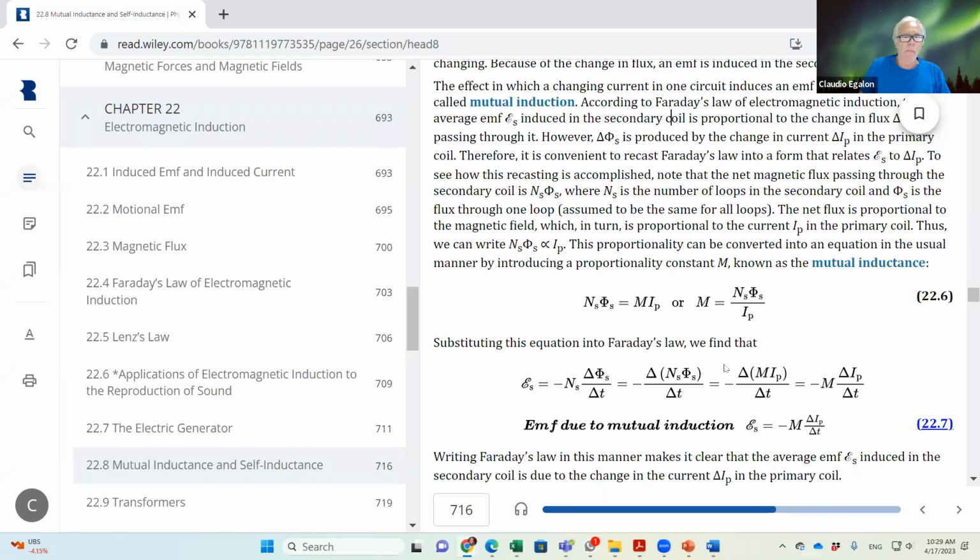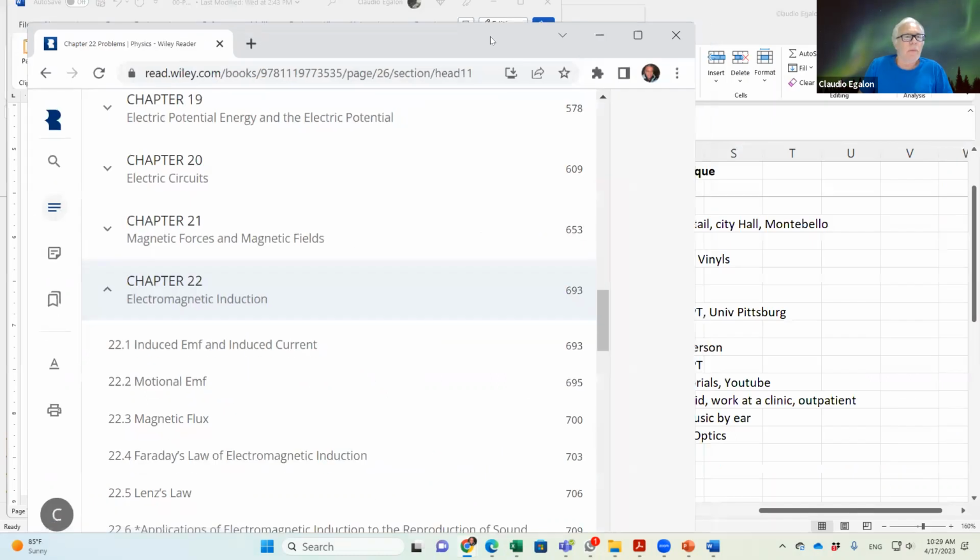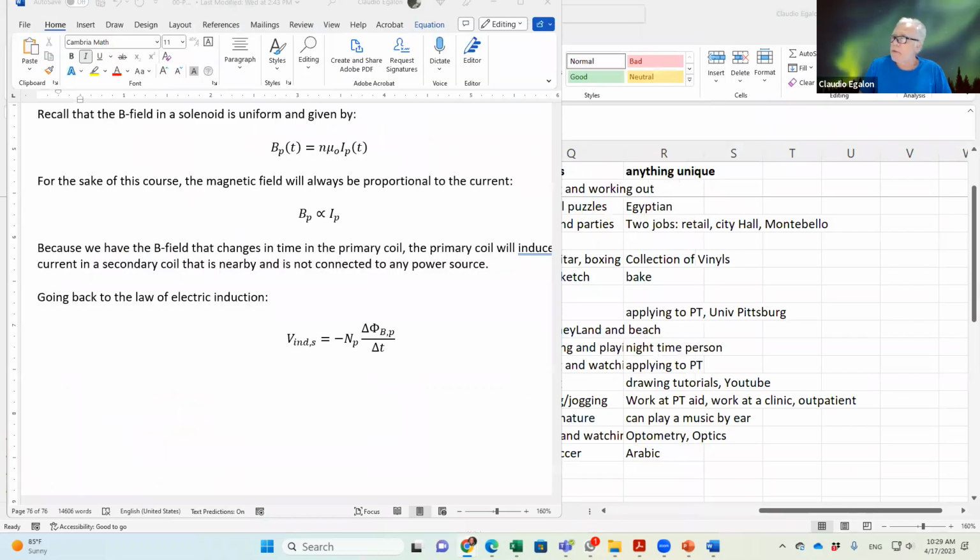This law. We can also write that. Let me put it aside so I can use the whole screen.